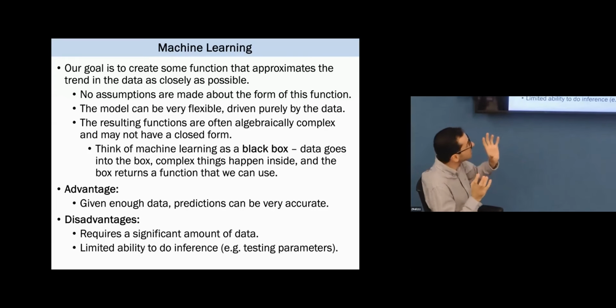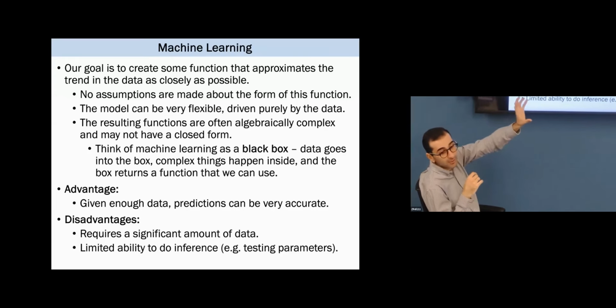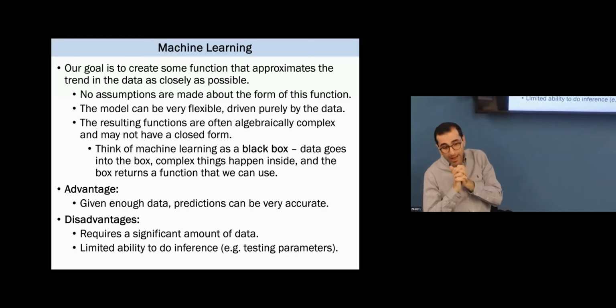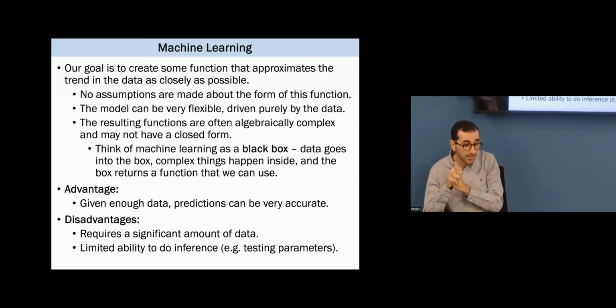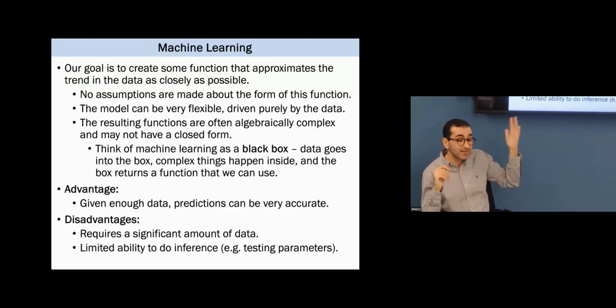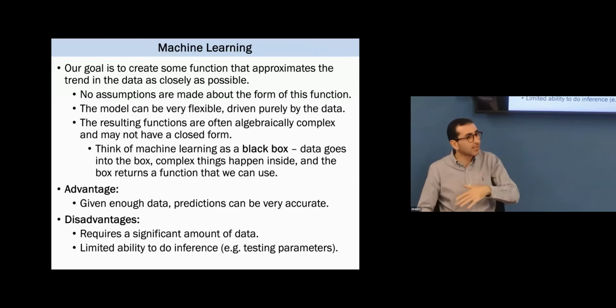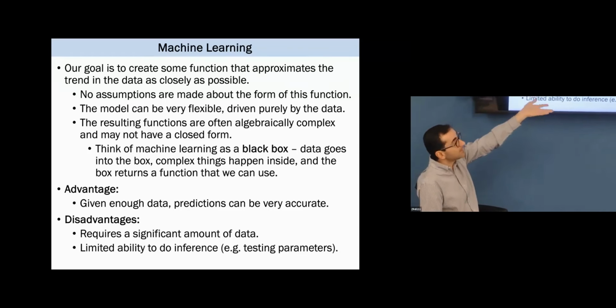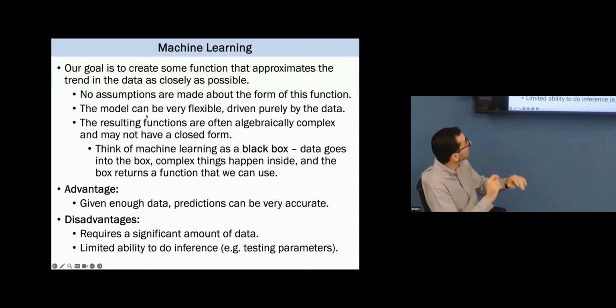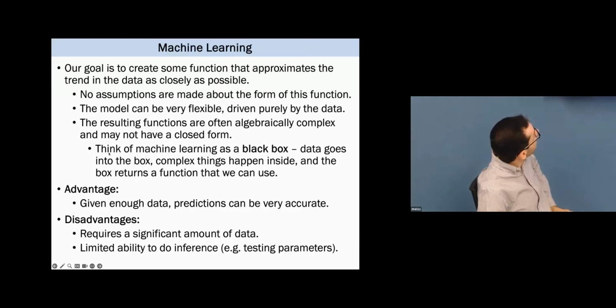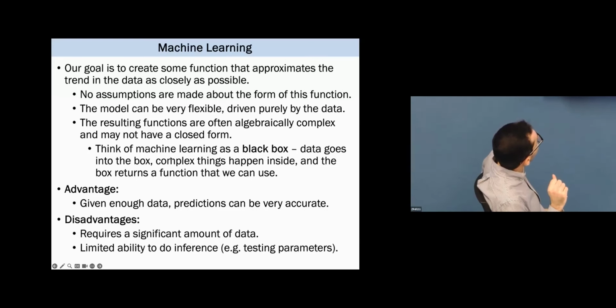Some machine learning techniques are basically creating functions that approximate the trend in a data set as closely as possible. Usually we don't make any assumptions about the form of the function. We're not going to say it's linear or quadratic. We just have the data decide the format of the function. So the model can be very flexible and it's driven by the data set. The resulting functions are often algebraically complex.